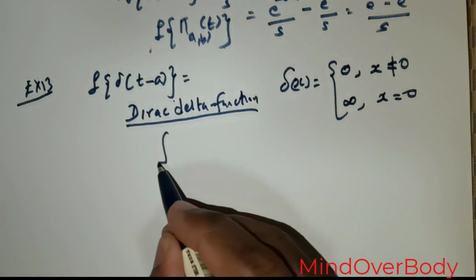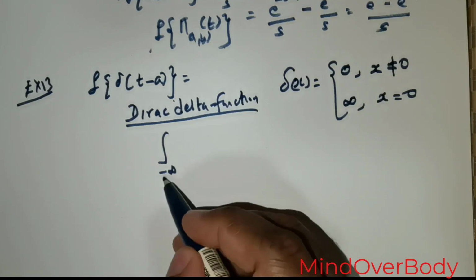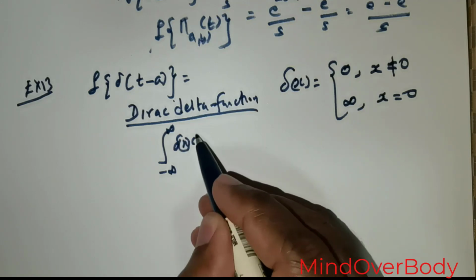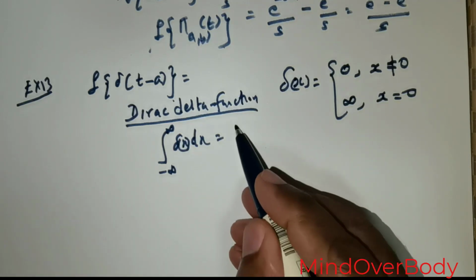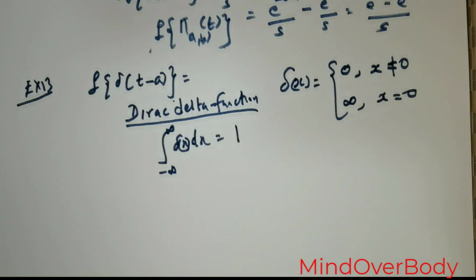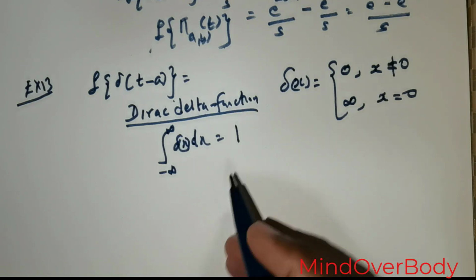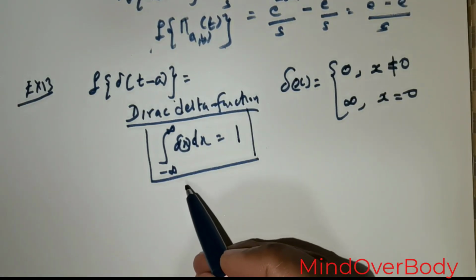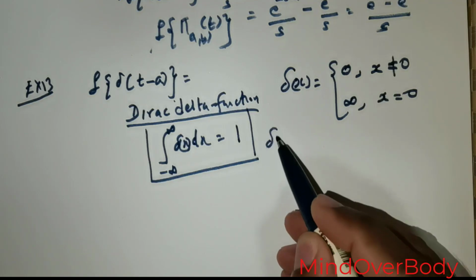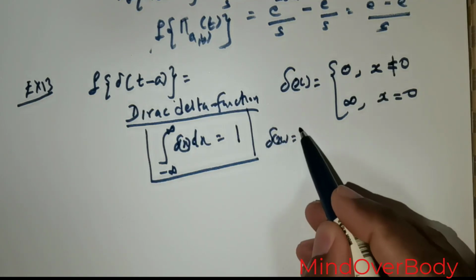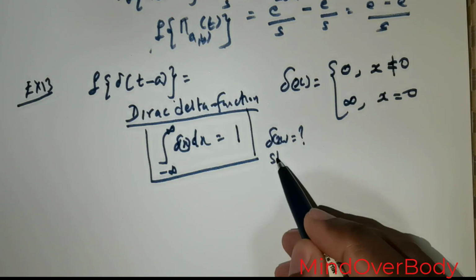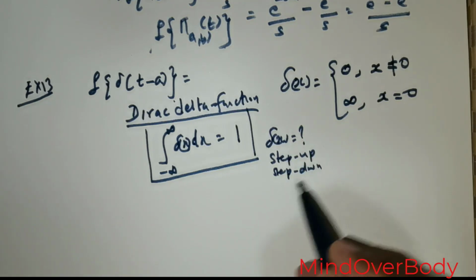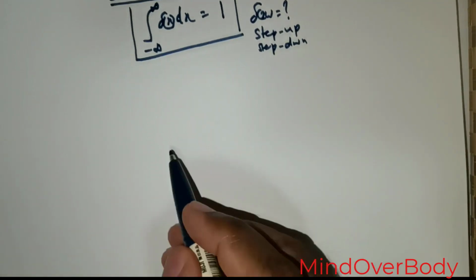Now if you were to integrate this from minus infinity to positive infinity, delta of x times dx, then it would have a unit area with the singularity being crossed at 0. So this is also a very important understanding. Now the all important question is, how do we get the delta function? Well, I can give you a simple example using step up and step down functions. So let me just have this illustration.